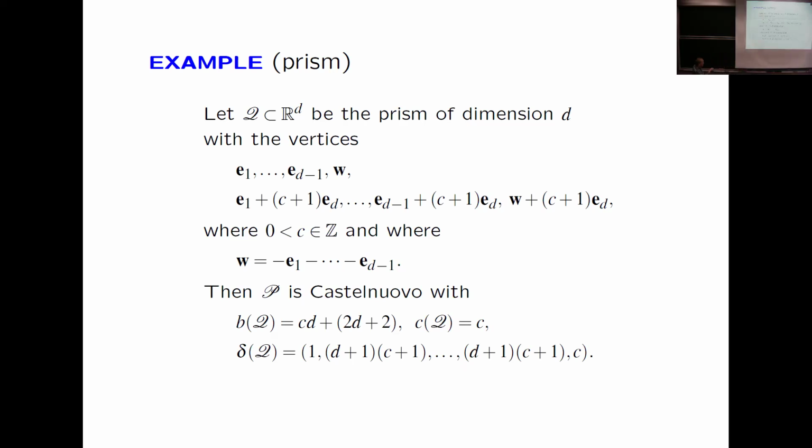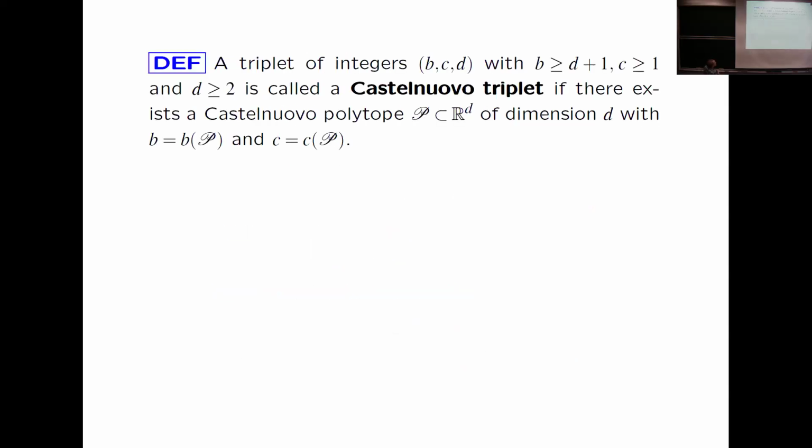So the question is: we define the triplet of integers B, C, D, where B is the number of boundary points, B is at least D plus 1, and C is positive. It is a Castelnuovo triplet if there exists a Castelnuovo polytope P of dimension D with B boundary points and C interior points. This might be the most interesting question on Castelnuovo polytopes. In the Castelnuovo case, if we know B and C, then we can compute the delta vector.